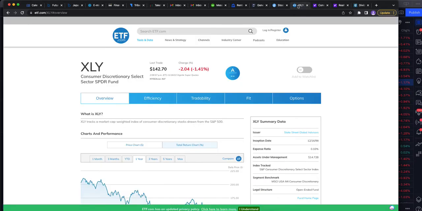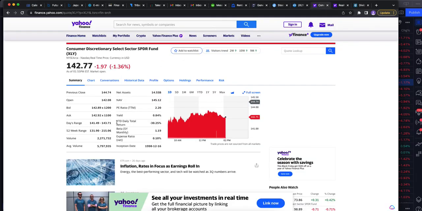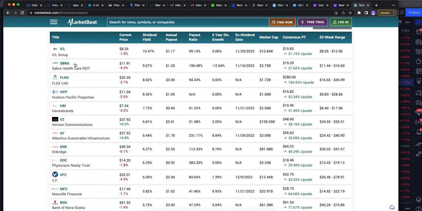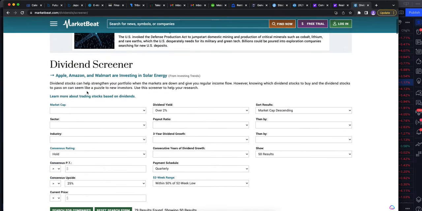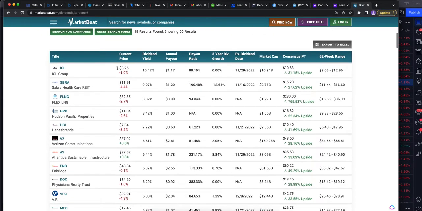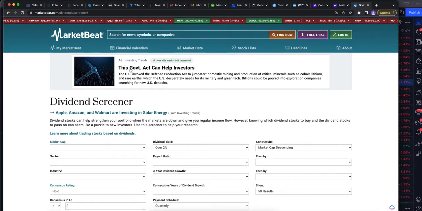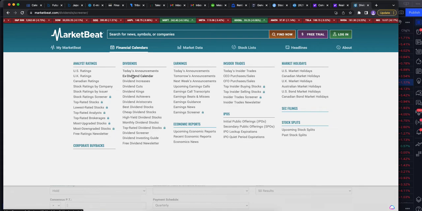So FinViz, all right, ETF.com, if you want to go that route. All right, Yahoo Finance also gives you good information on what each individual company is doing. Obviously, that's always a good resource for us. And then MarketBeat.com gives you an easy dividend screener to use, to help you find not only companies that pay very good dividends, but they also give you financial calendars like dividend ex-dates. So that way you can make sure that you buy in at the right time so that you can get that payout quicker. All right.